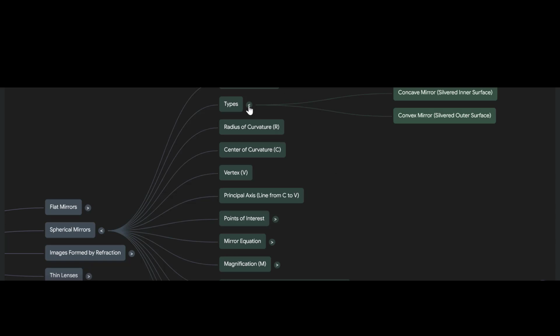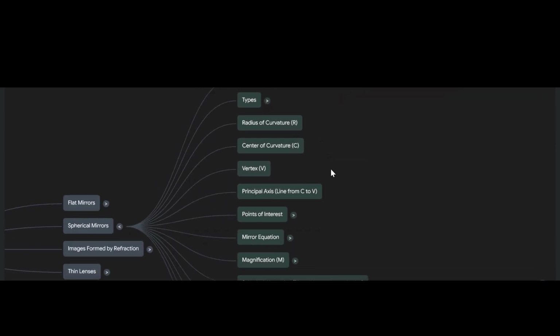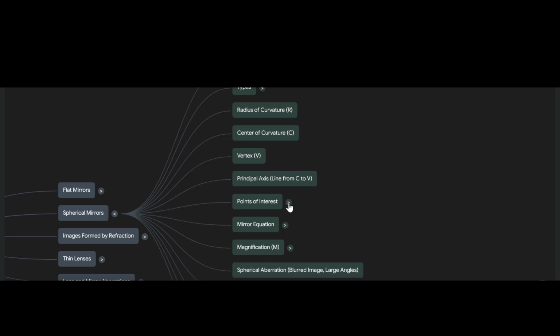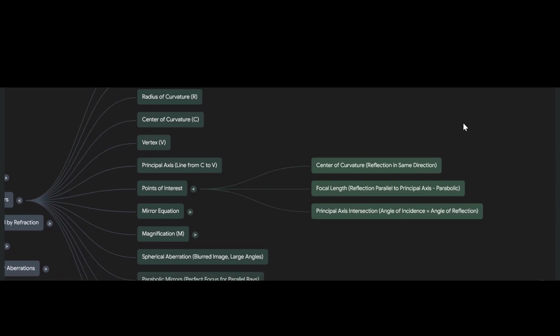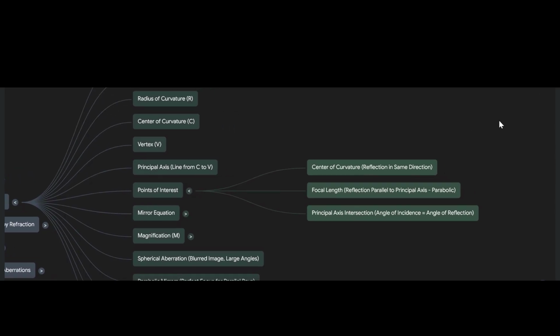Now, how light reflects is interesting. A ray going straight through the center of curvature, C, hits the mirror head-on, perpendicular, and reflects straight back along its path. Bounces right back. And here's a crucial one. For rays close to that principal axis, this is an approximation, but a good one for spherical mirrors, rays coming in parallel to the principal axis all reflect and converge at a specific point. A focusing point. Exactly. That's called the principal focal point, F. And conversely, rays passing through the focal point before hitting the mirror will reflect parallel to the principal axis.